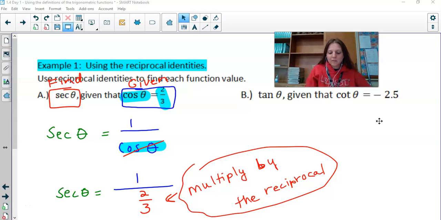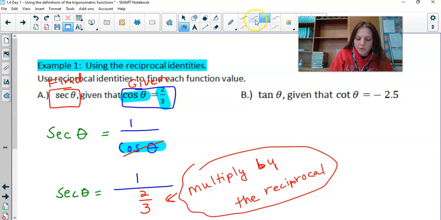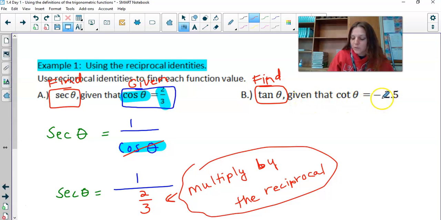So example B, let's first start with what we're trying to find and then what we have given. These are not always going to be fractions. Let's take a look at example B. Tangent of theta, given the cotangent of theta is equal to -2/5. So at first I'm going to identify what I'm trying to find. Again, the direction says find each function value. So we're looking for the tangent of theta, given that the cotangent of theta equals -2/5. So this is what's given.